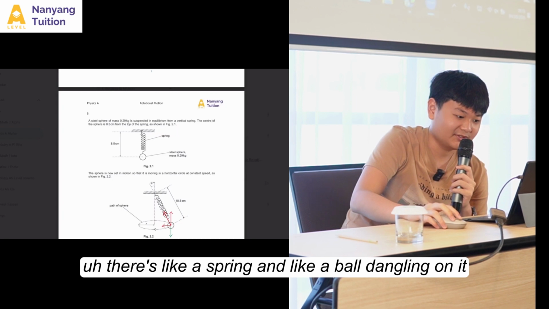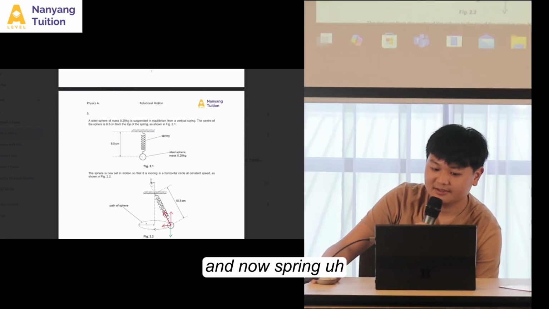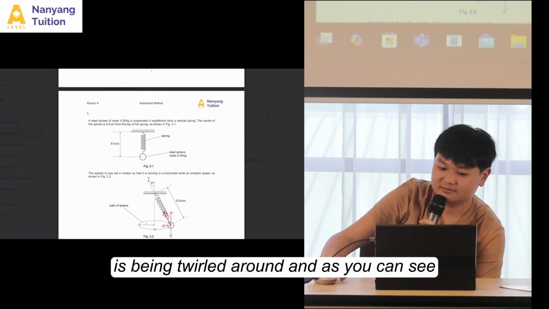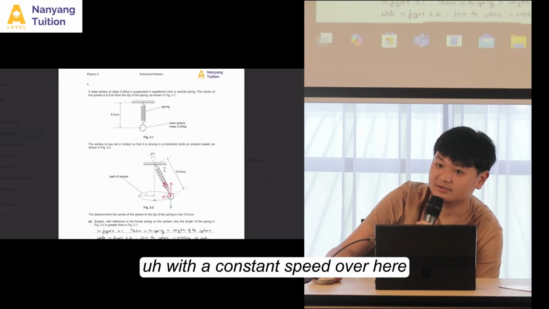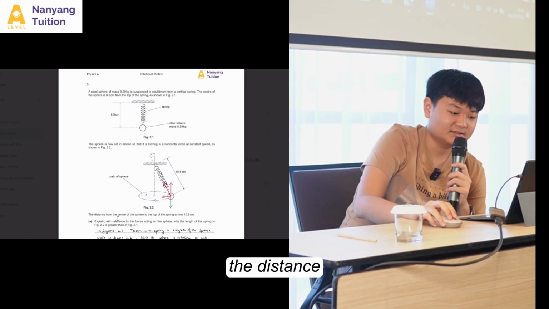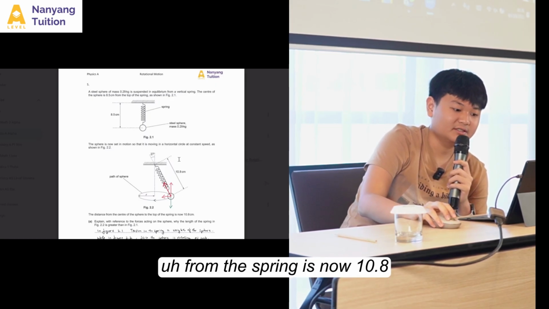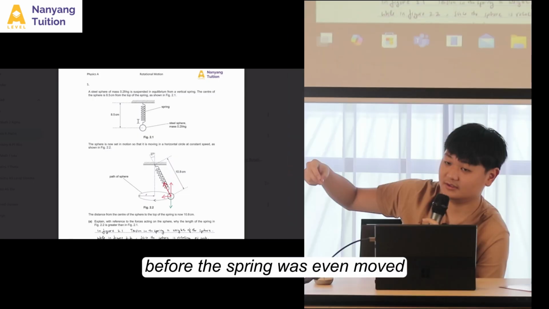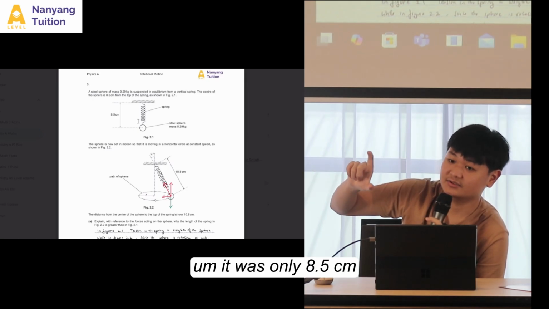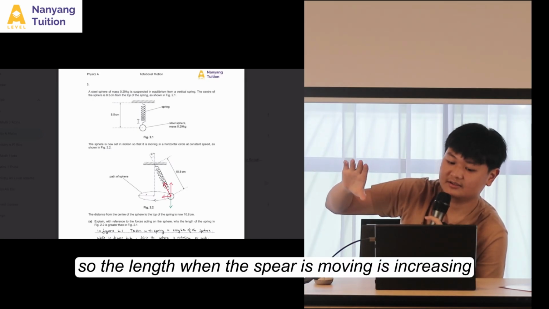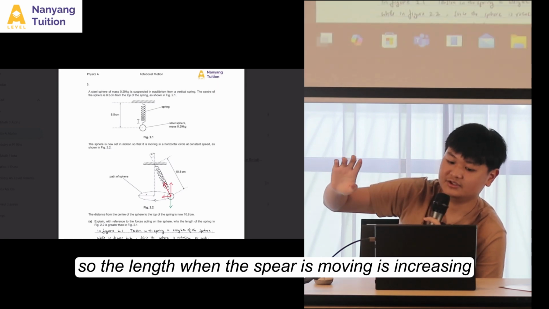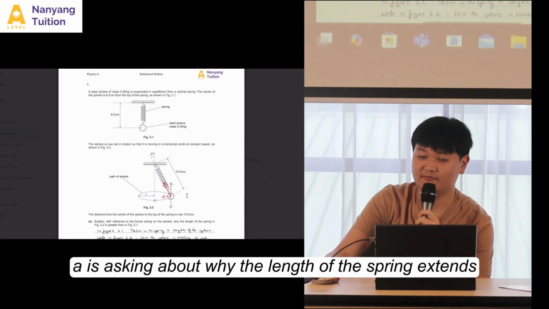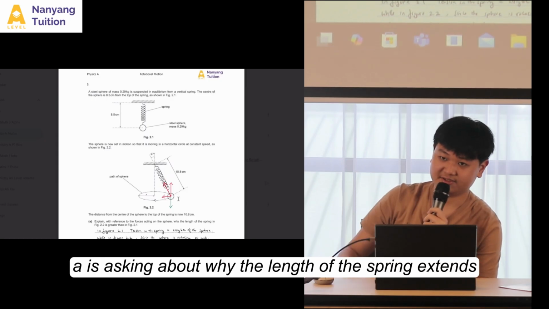There's like a spring and like a ball dangling on it, and now the spring is being twirled around, as you can see with a constant speed over here. Now, the distance from the spring is now 10.8, while before the spring was even moved, it was only 8.5 centimeters. The length, so the length when the sphere is moving is increasing. And the question 5a is asking about why the length of the spring extends.